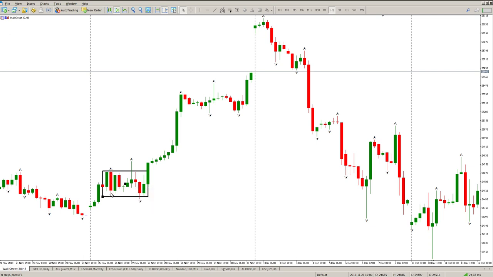What I'm looking for is a break on either side of the highs and lows here, because we are now in a channel. We then got a breakout to the top, but look at the tail.